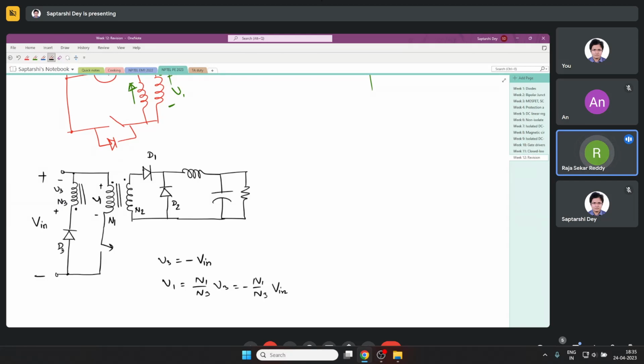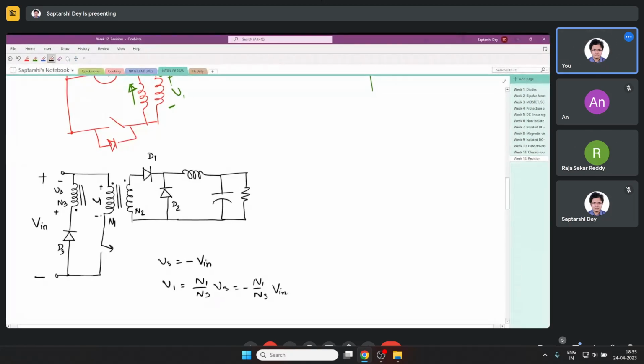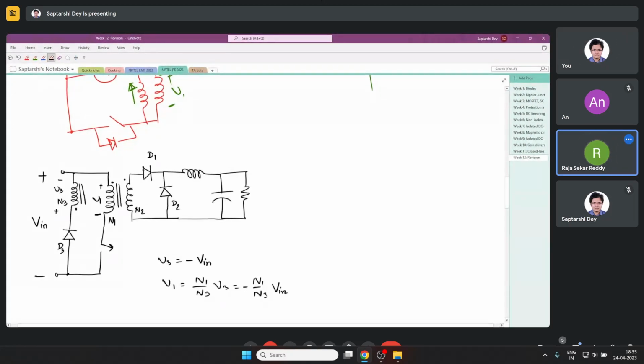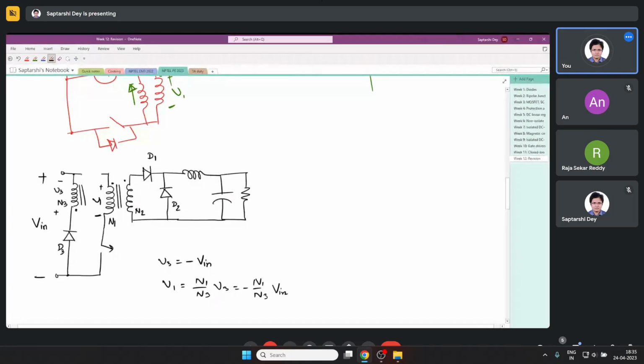Sir, here will there be a spike in this V1 as soon as we open the switch? No, that is because if you do not consider leakage, then there will not be any spike. Sir, how can you explain this statement? How, by considering leakage, will there be a spike? Okay, if you want to consider leakage, let me now draw the circuit.